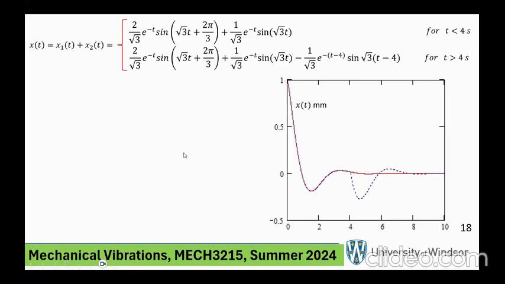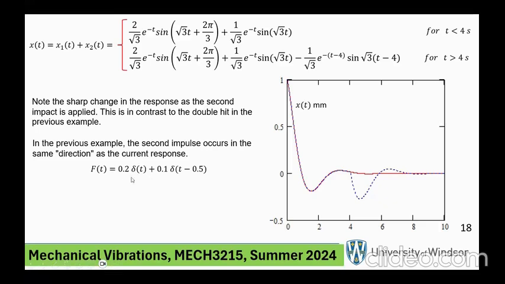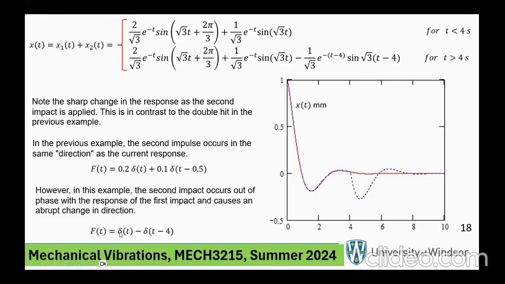Okay. All right. The sharp change in the response is because we are applying a second hit, and this is in the other direction with a negative value, right? This is in contrast to the first previous example where it was 0.2 delta plus 0.1 delta. Here we have 1 delta minus 1 delta, t minus 4. That's why it's going down. All right.